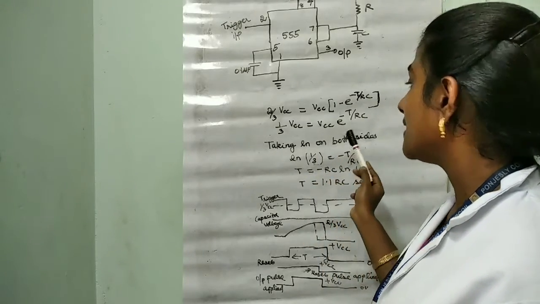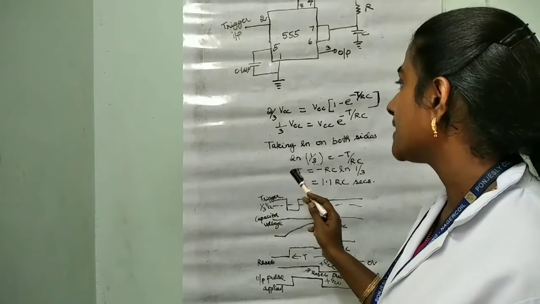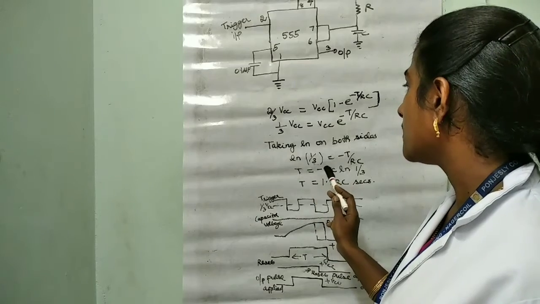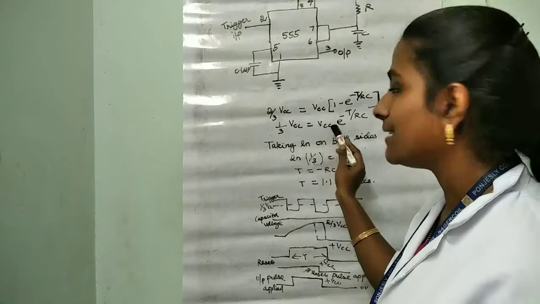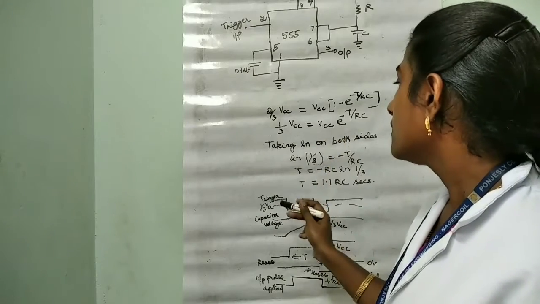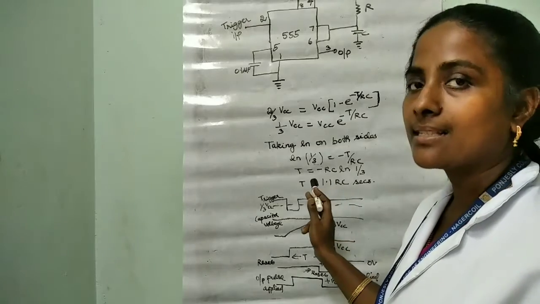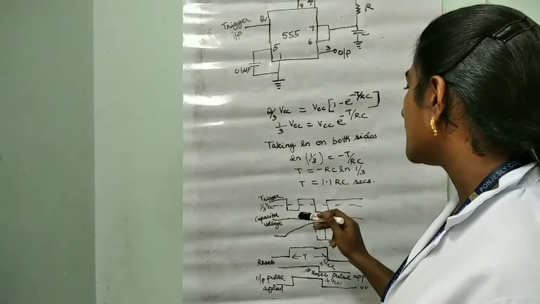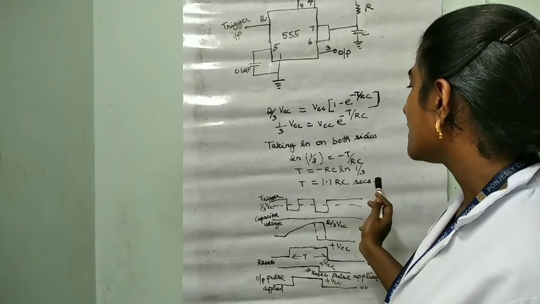In order to eliminate the e power term, take ln on both sides, so you will get ln 1 by 3 equal to minus t divided by RC. Here VCC and VCC get cancelled. So t is equal to minus RC ln 1 by 3. So t is equal to 1.1 RC seconds.